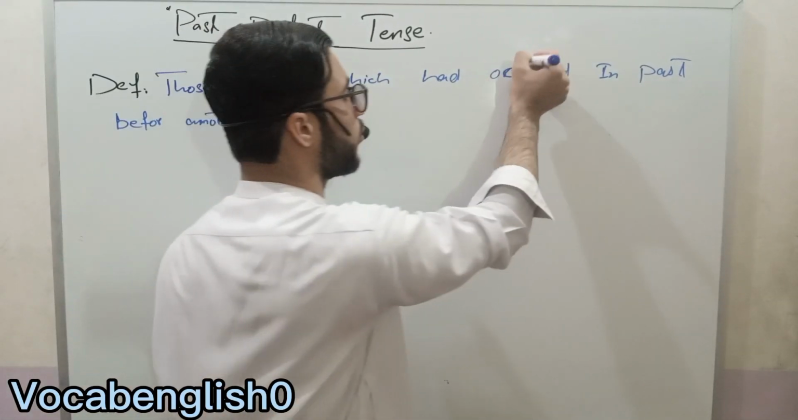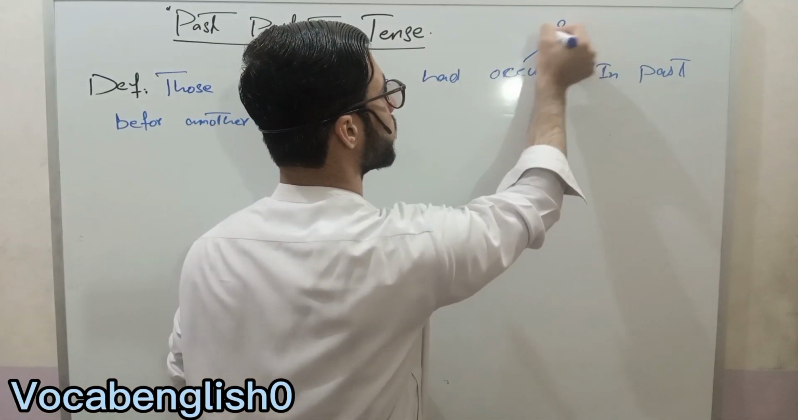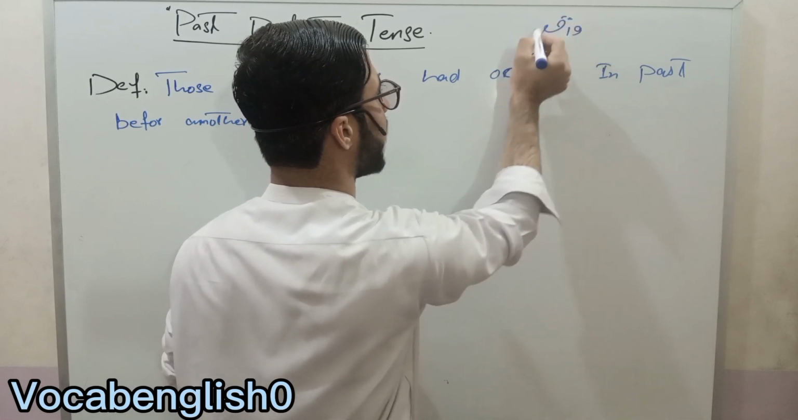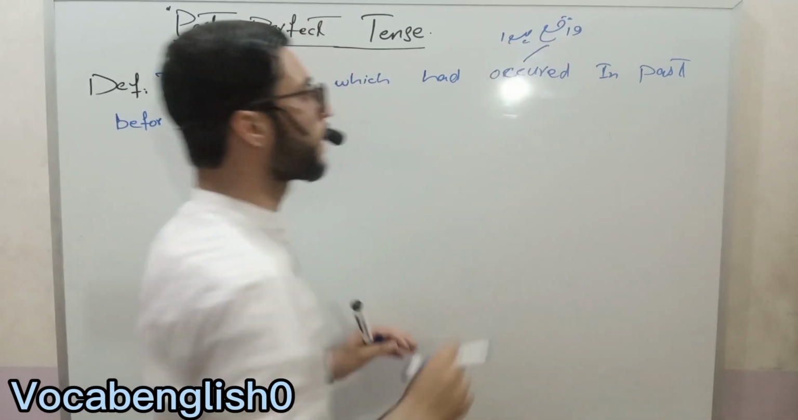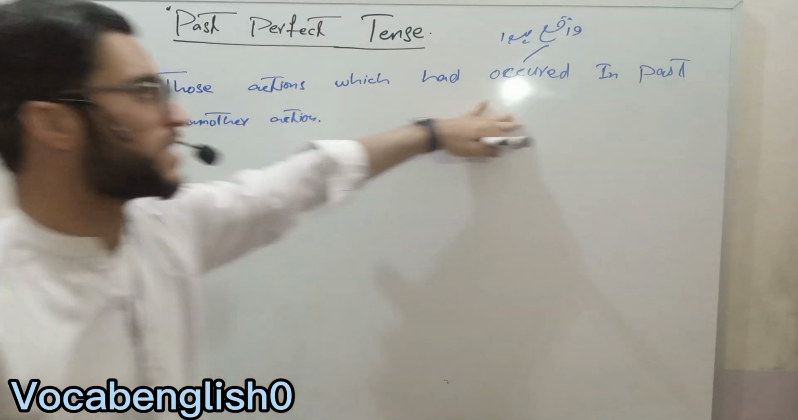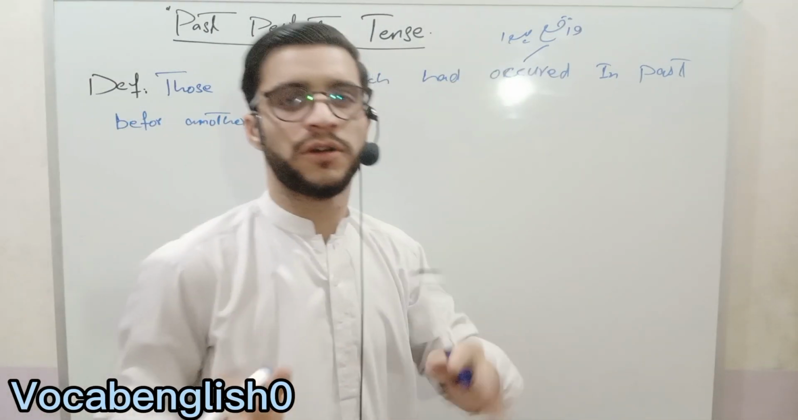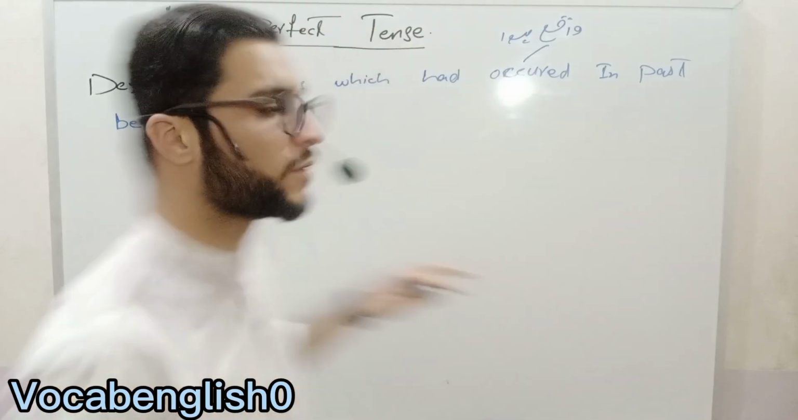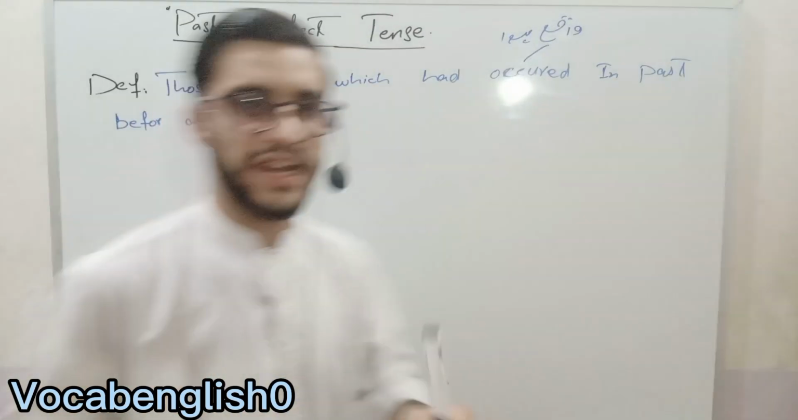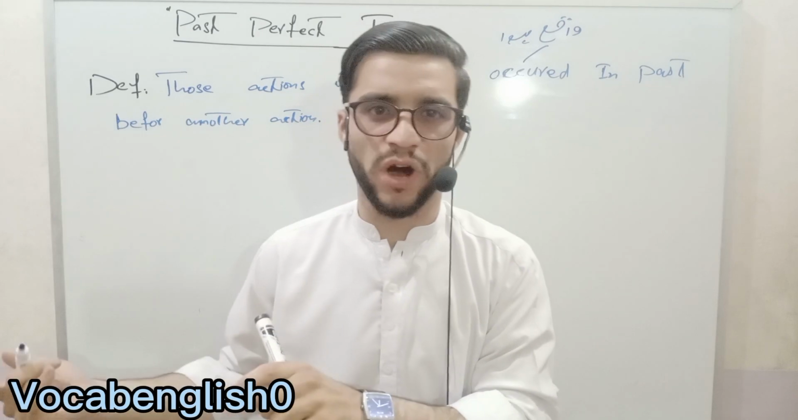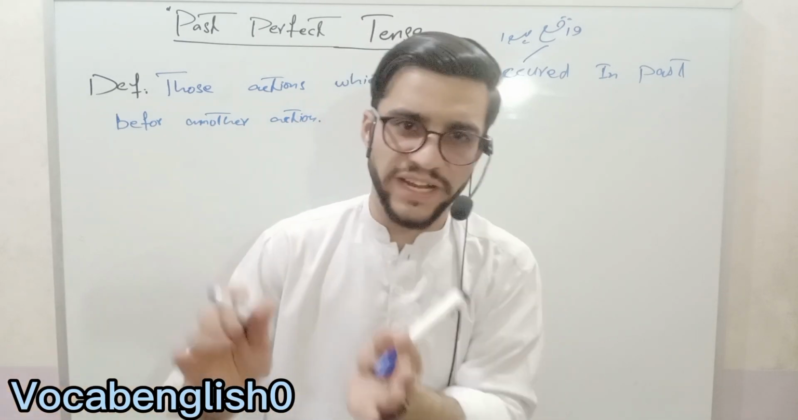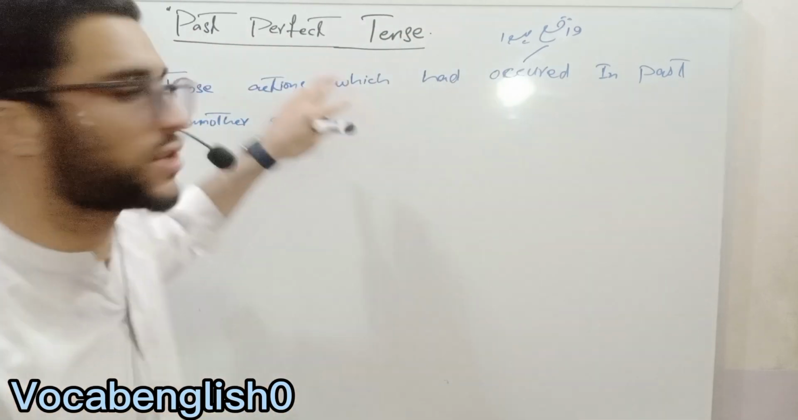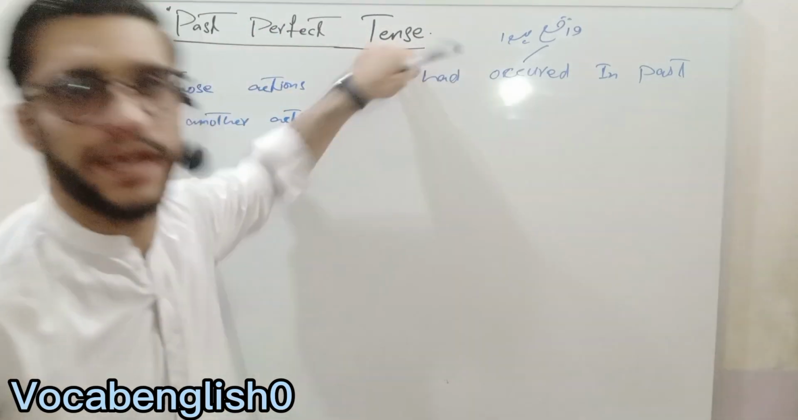Occurred mean वाकया हुआ. Those actions which had occurred in past मतलब वो काम जो past में वाकया हुआ हो, जो past में हुआ हो. Before another action. दूसरे काम से पहले, जो काम पहले हुआ हो, माजी में हुआ हो, दूसरे काम से पहले, उसे पास्ट परफेक्ट टेंस कहते हैं.